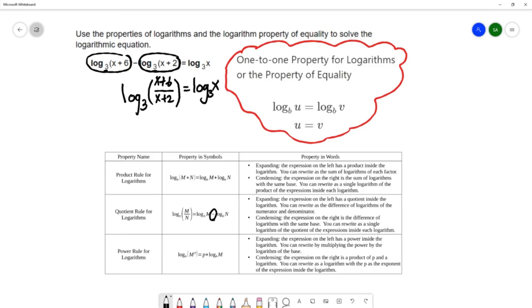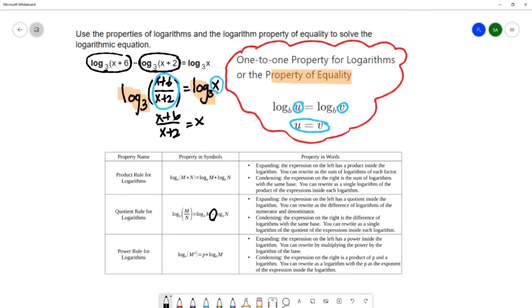So we have used that quotient rule to condense. Now we have a log of base 3 on the left and a log of base 3 on the right, and we can apply that property of equality and say that what's inside the log on the left has to be equal to what's inside the log on the right. So x plus 6 over x plus 2 is equal to x. It allows us to get rid of those logs in the equation.